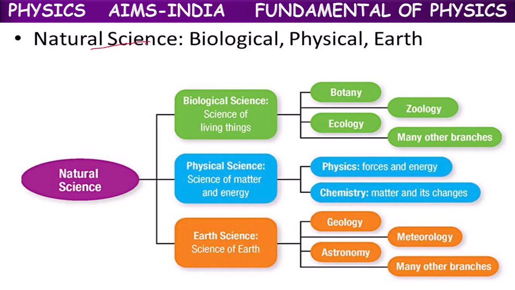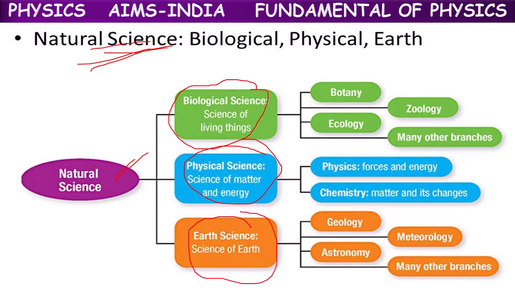So this basic science or natural science will have biological science and physical science. Along with that, sometimes we will include earth science also. Biological science means the science of living things. Studying about living things is called biological science.